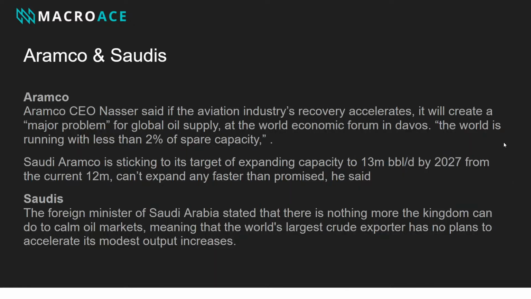So again, just a nice reiteration there, a source from AAA, picked up from Bloomberg. Then Aramco and the Saudis. Aramco said that it could be a major problem for global oil supply, and that the world is running with less than 2% of spare capacity. So the Saudis and the other oil producers have been producing near enough at capacity. What the Saudis have said is there's nothing more for the kingdom to do.